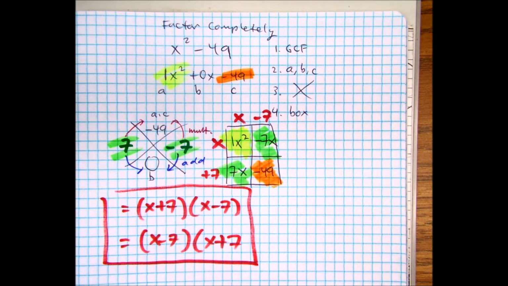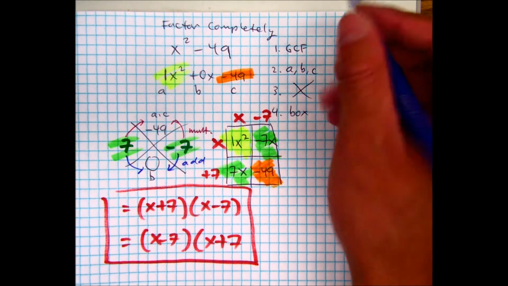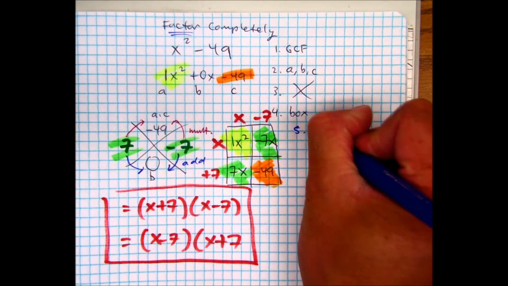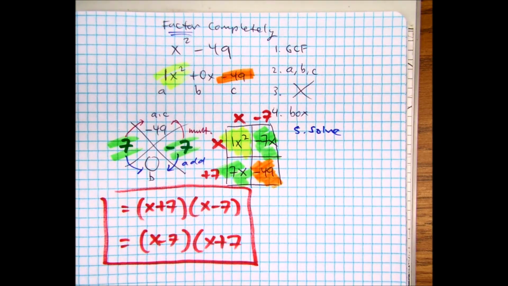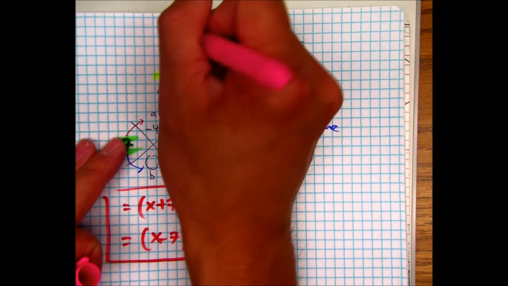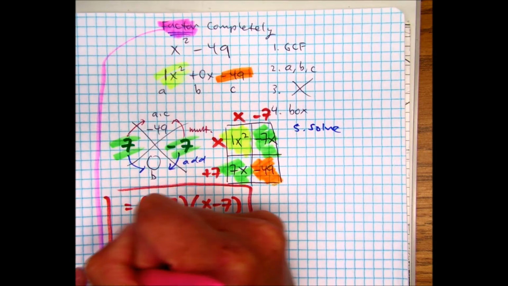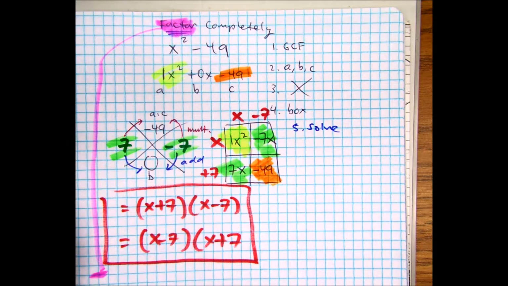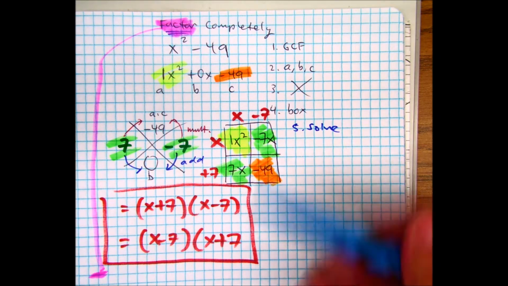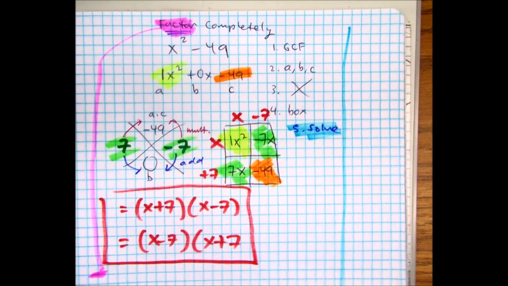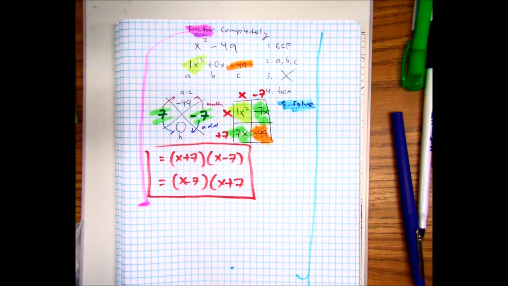Now let's say you do find a problem and it doesn't tell you just to factor, it tells you to solve. Okay, so let me show you the difference. Running out of colors here. Factoring is basically all of this. Okay? Solving is all of this plus more. Okay, so let me just show you how to solve.